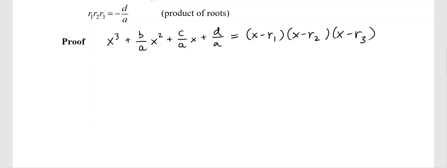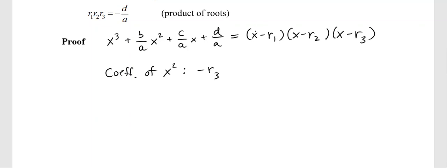But now let's look at the coefficients of x squared. On the left, you get this b over a. On the right, in order to get x squared terms, you have to choose x from two of the three linear factors and choose the constant term from the third. So the coefficient of x squared on the right-hand side would come from, let's say, selecting x, x, then negative r3. So that contributes negative r3 to the coefficient of x squared.